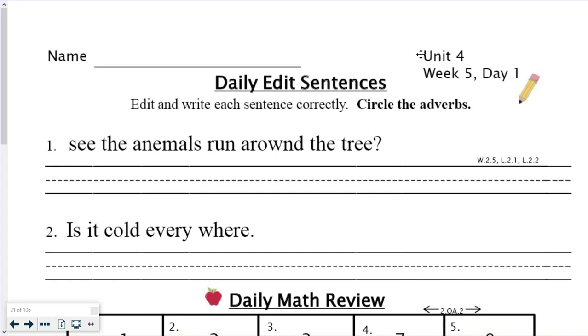For our morning work today, we're on Unit 4, Week 5, Day 1. The directions say to edit and write each sentence correctly. Circle the adverbs. Number 1 says, see the animals run around the tree. Fix it up. Rewrite it nice and neat on the line. Pause your video, do number 1. Number 2, it is cold everywhere. Fix it up. Rewrite it nice and neat on the line. Pause your video, do number 2.